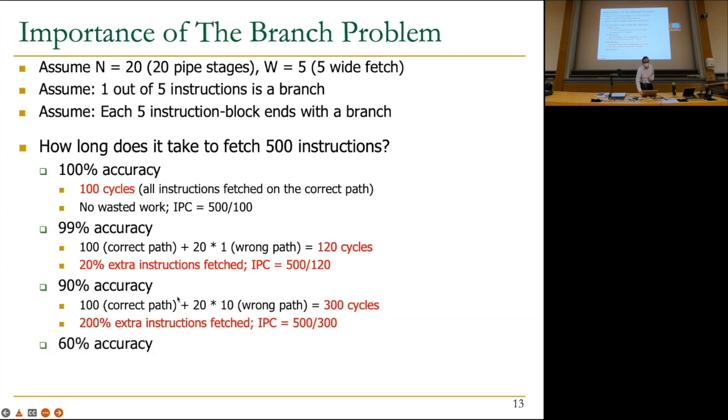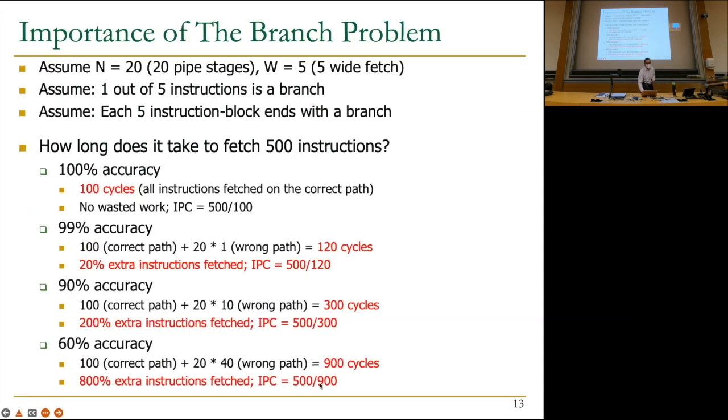Okay, if you actually go to 60%, life is terrible. Basically, 40 of the branches mispredicted. Each of them cost you 20 cycles. So 900 cycles do you spend for fetching 500 instructions, correct path plus wrong path. Your IPC is less than 1. 5 divided by 9. So 60% accuracy doesn't cut it, basically. If you want to build a deep and wide machine, you'd better be, I don't know, at least 90% accurate.